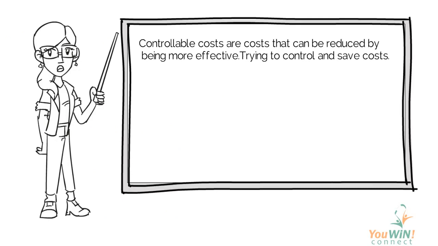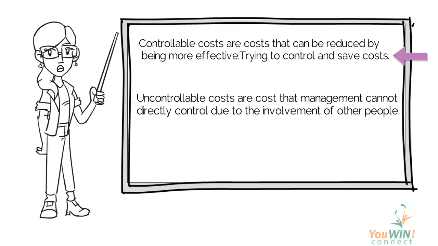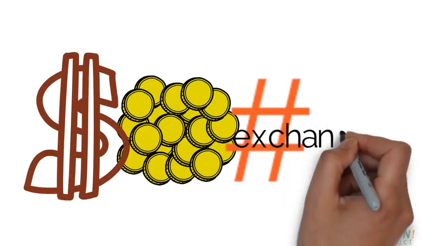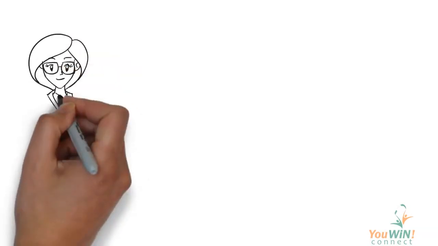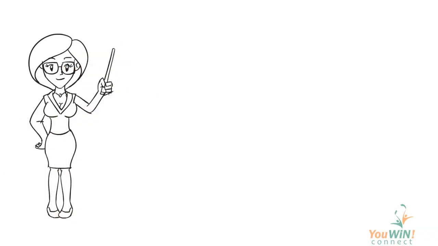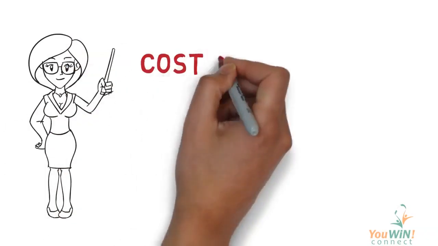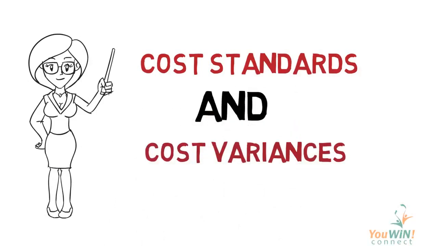Controllable costs are costs that can be reduced by being more effective at what you do, trying to control and save costs, while uncontrollable costs are costs that management cannot directly control due to the involvement of some other people. For example, the exchange rate. This leads us to the next section, cost standards and cost variances.